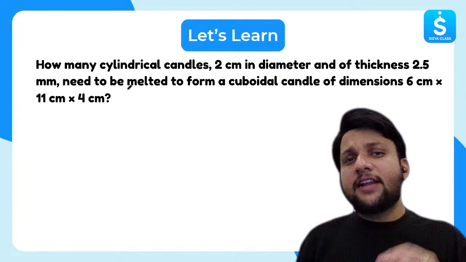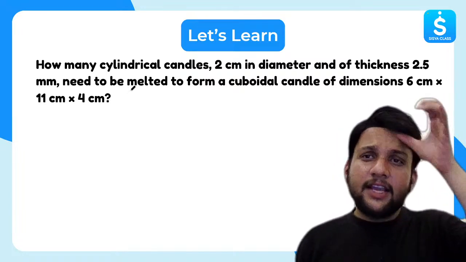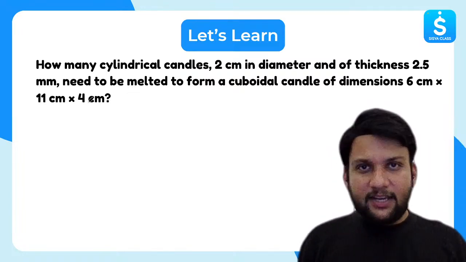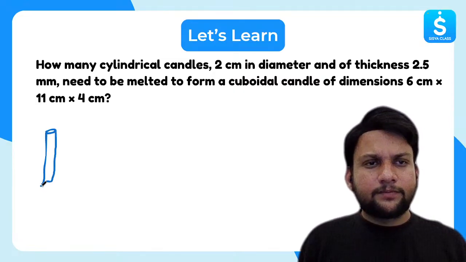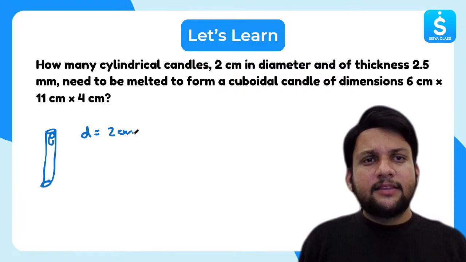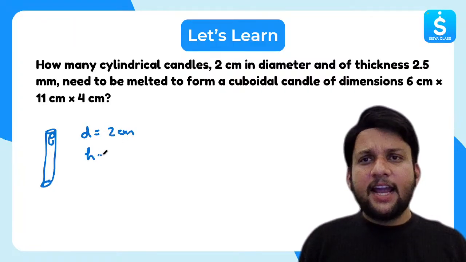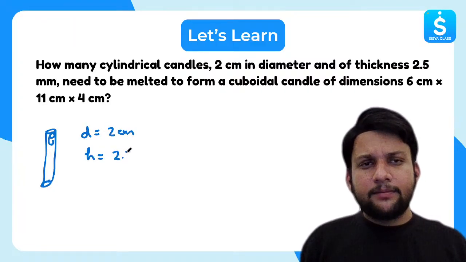How many cylindrical candles 2 centimeter in diameter and thickness 2.5 millimeter? Now see what is given. Cylindrical candles, diameter is 2 centimeter and thickness is very small. So diameter I have is 2 centimeter. Thickness, or I can consider this as height, is 2.5 millimeter.